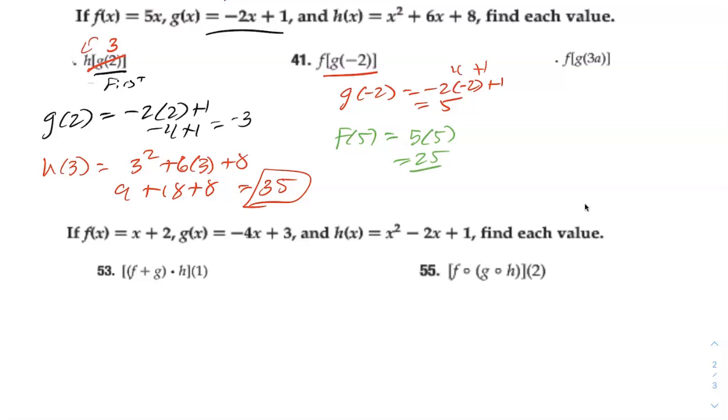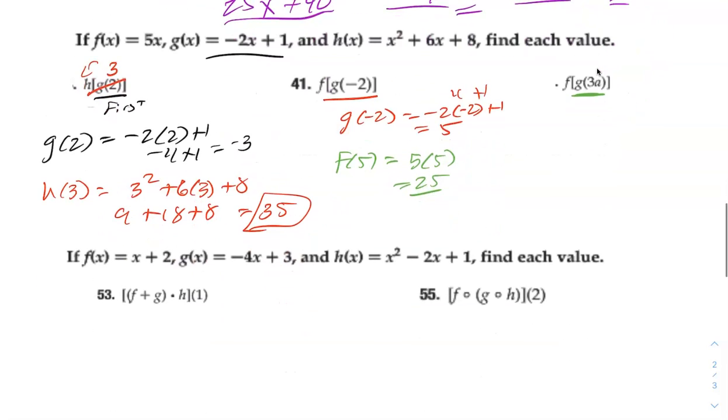You get that. So that's our answer, 25. So the thing works when there's a variable there. f of g of 3a. We're going to do the exact same thing. We'll do 3a first. We'll plug 3a into g. So I'm plugging everything into g first, aren't I? So that's going to be negative 2 times 3a plus 1. So I get negative 6a plus 1. That's what this is. This is negative 6a plus 1.